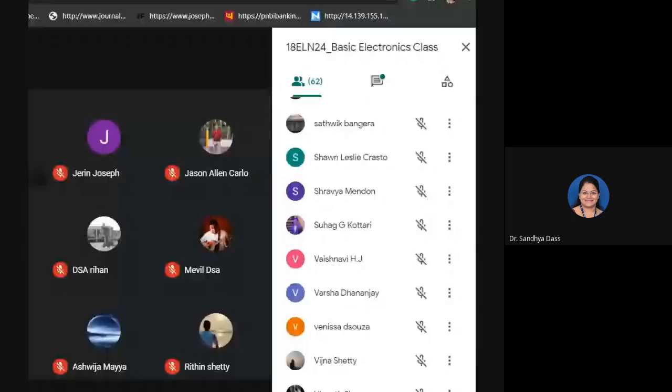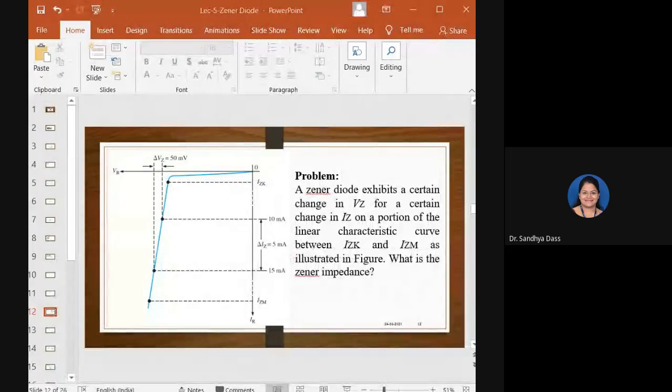I'm not going to repeat the, okay. Please give the answer in the chat box. What is the answer for this? The Zener impedance. Oh, it means you're not there or you're not listening.